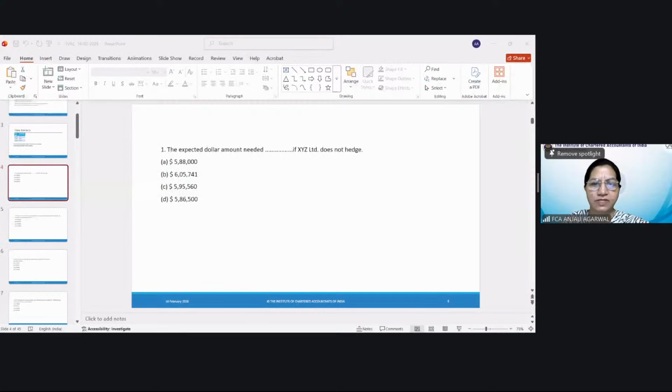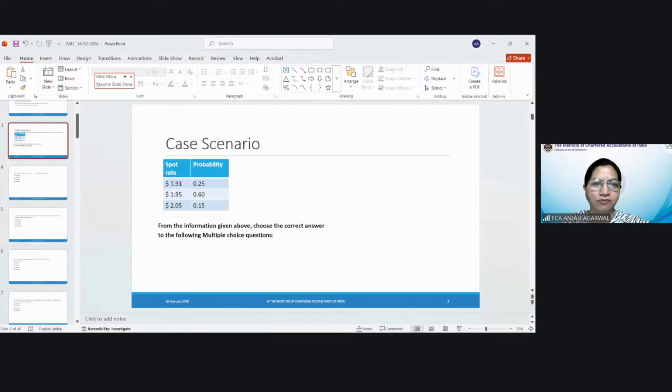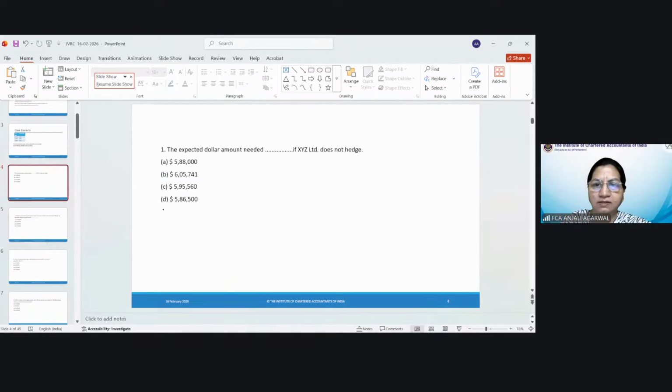So the first question is the expected dollar amount needed if XYZ does not hedge. So if XYZ does not hedge, then whatever will be the prevailing spot rate, we will have to follow that. But the spot rate that is there is also given under probabilities. So it is not the exact same rate; here we don't have one answer.